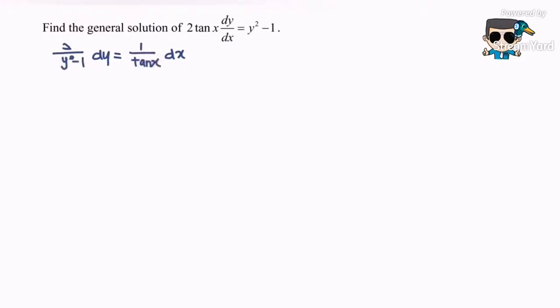Step number 3. Add on the sign of integration. So now we're going to focus on the left-hand side. As we all know, for the left-hand side, we are going to use the partial fraction method to find the integration. So let's focus on the left-hand side. 2 over y minus 1 multiplied with y plus 1, where we are going to have partial fraction. So the factors will be y minus 1 plus y plus 1.